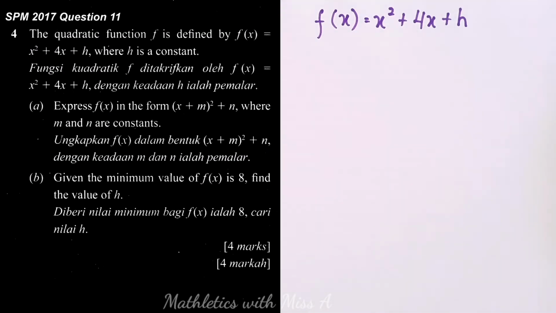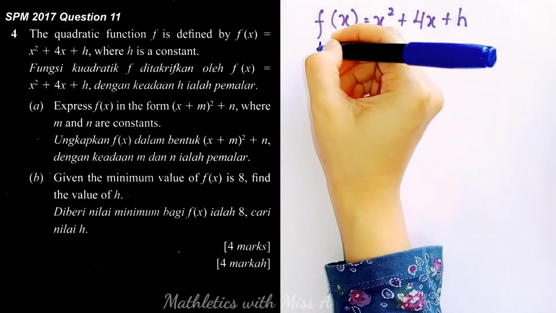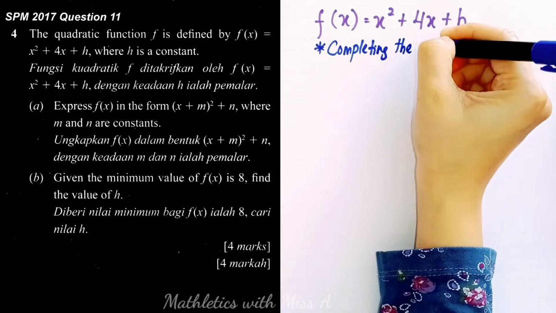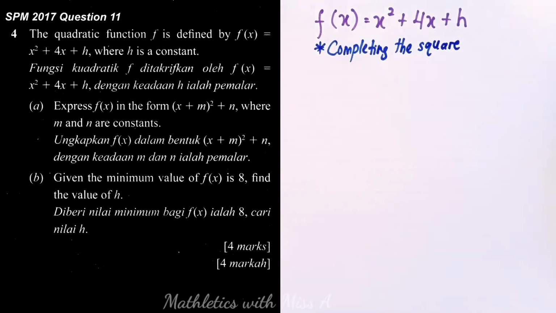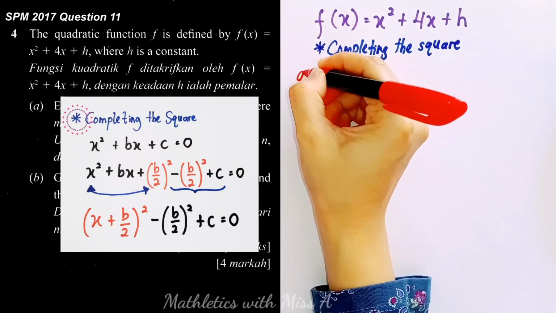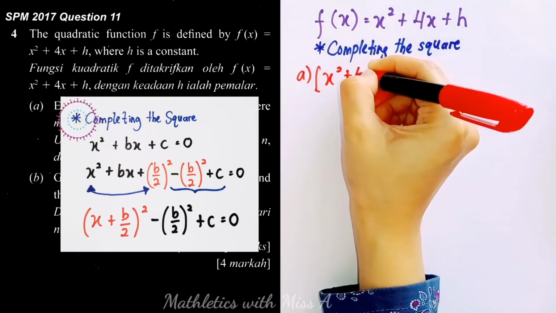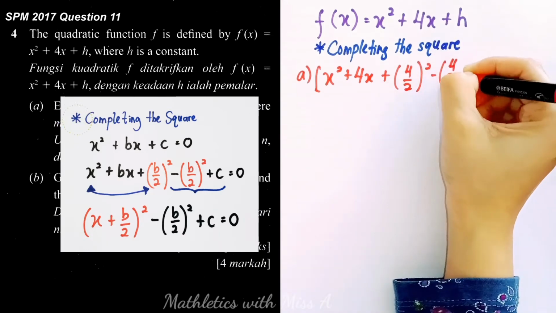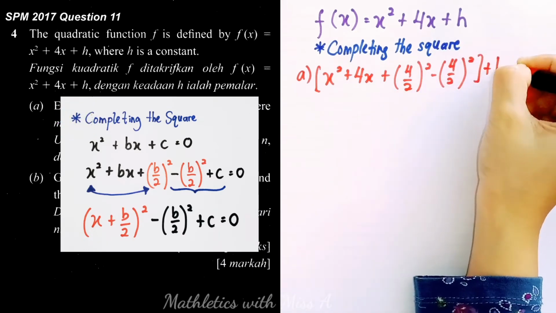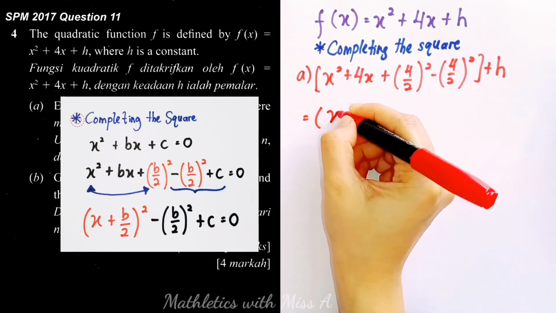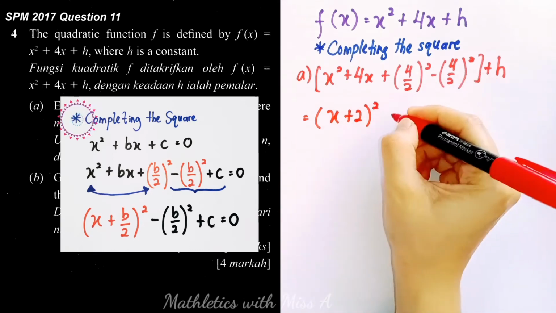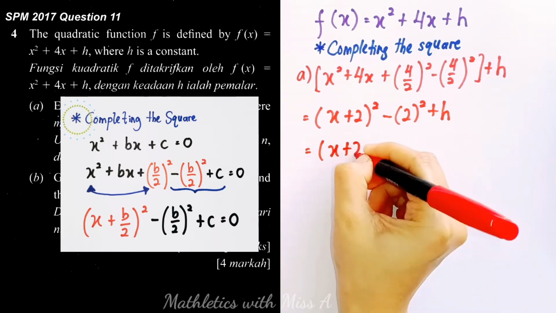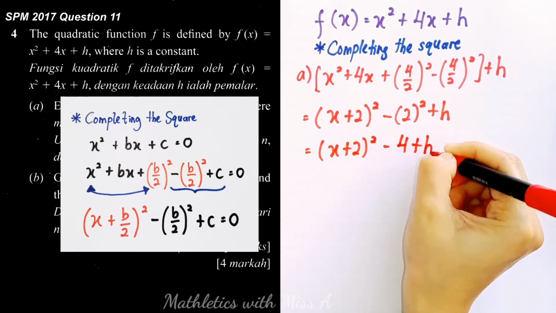The quadratic function f is defined by f(x) = x^2 + 4x + h. A, express f(x) in the form (x + m)^2 + n. By using completing the square, x^2 + 4x + (4/2)^2 - (4/2)^2 + h. Then solve. So the final answer is (x + 2)^2 - 4 + h.